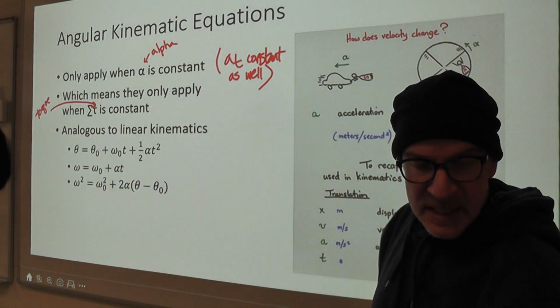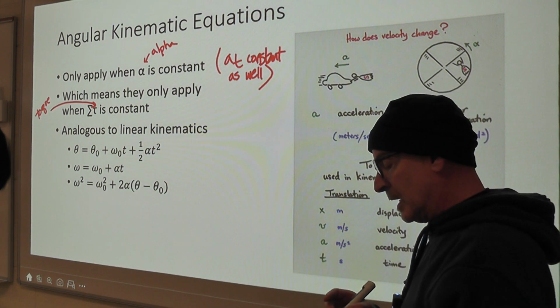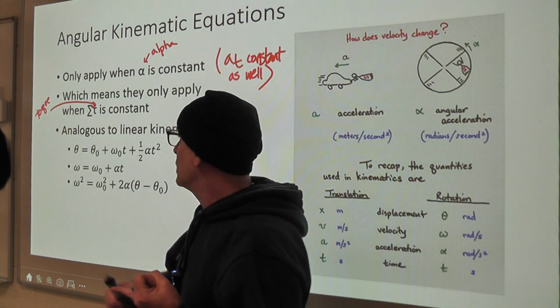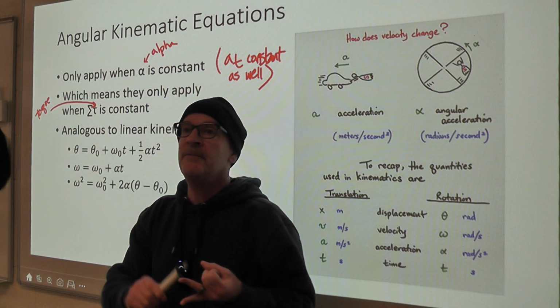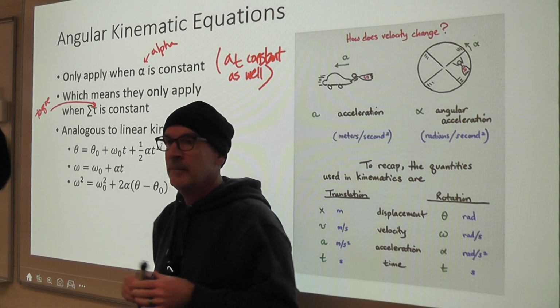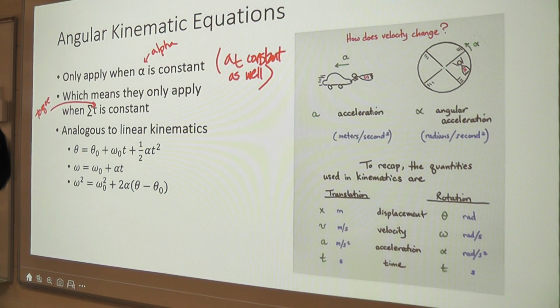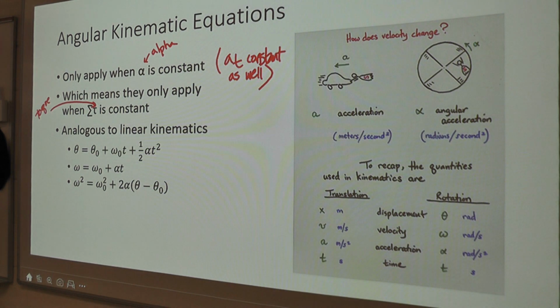And that means that we're going to have the same three equations that we used before, only instead of x's, we have thetas. Instead of v's, we have omegas, and instead of a, we have alpha. The equations are the same. You can even use the solver. It all works just the same way.